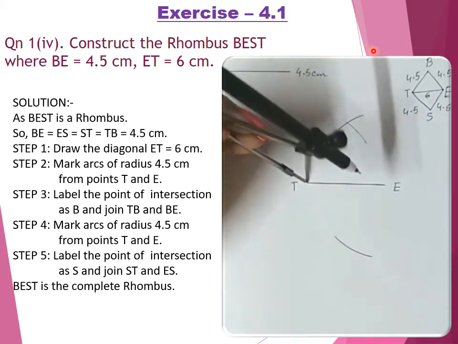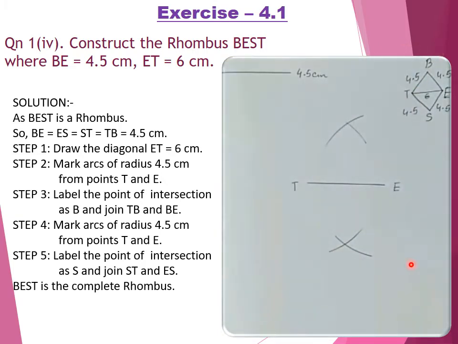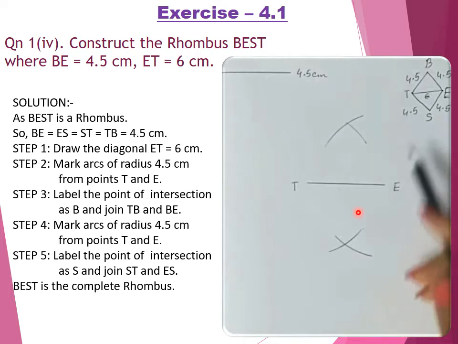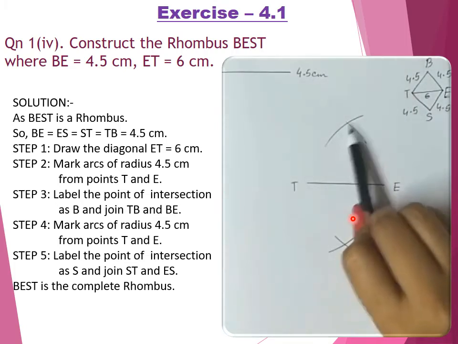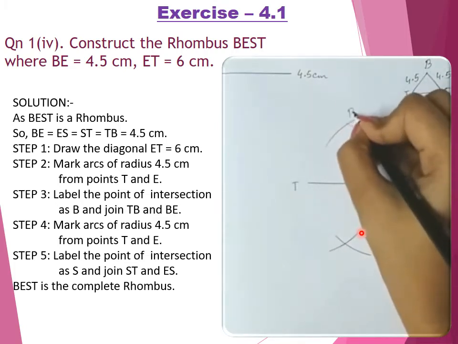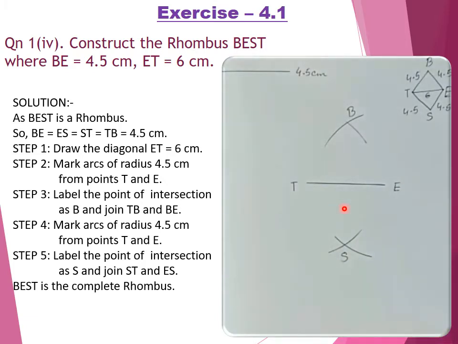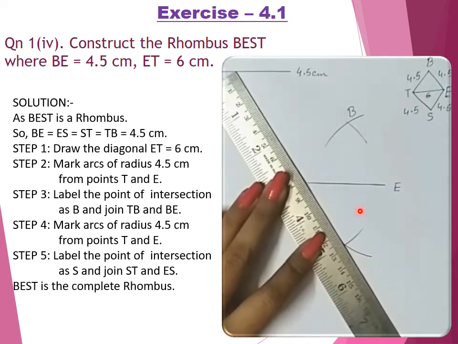Then again from point T, we will draw an arc. So what we are doing right now is from point T, we have drawn two arcs at the top and the bottom, and from point E, we have drawn two arcs at the top and the bottom. Since all the lengths are equal, the arc lengths are also equal. Now let us write the name of the points of intersection. Here, this point of intersection will be B according to the rough diagram, and the lower point of intersection will be S.